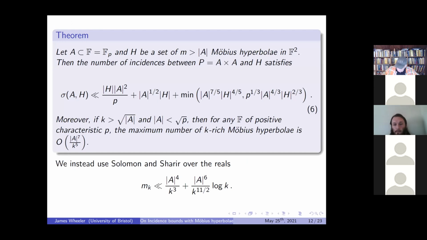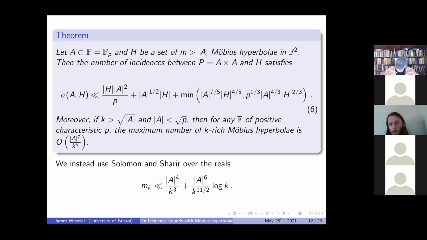This is another incidence bound, which is slightly more general. This is not just for the translates, but for more general Mobius hyperbola. And you can see here, I've left it in the cases where we've got various sizes of A in comparison to our characteristic. We can similarly deal with these large A and H sets in our first theorem, but we've left them out for legibility.